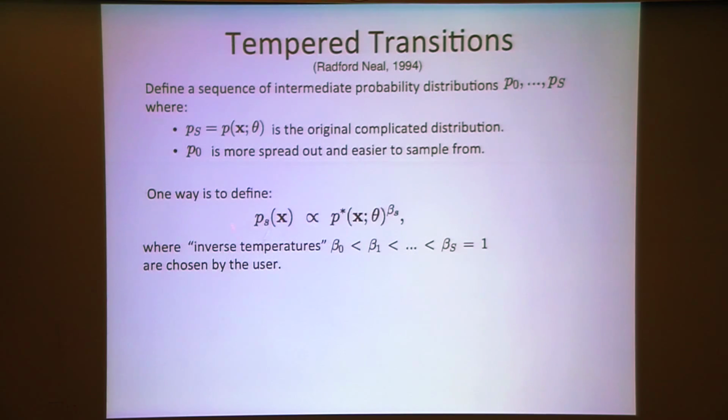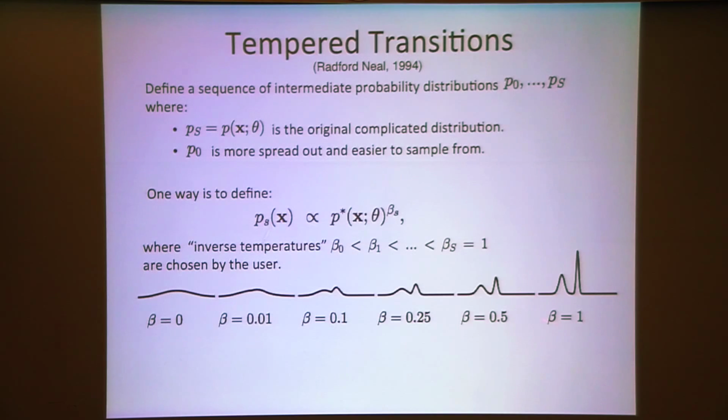One way of defining those distributions is to take your original distribution that's fairly complex and raise it to some power, beta, where beta should be less than 1. These are sometimes called inverse temperatures. So the intuition here is that when beta is 1, you have your fairly complex distribution. As beta goes to 0, you get almost a uniform distribution.